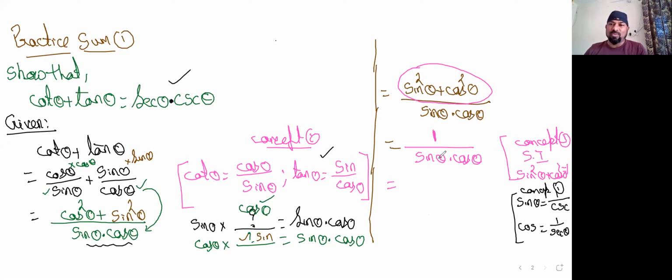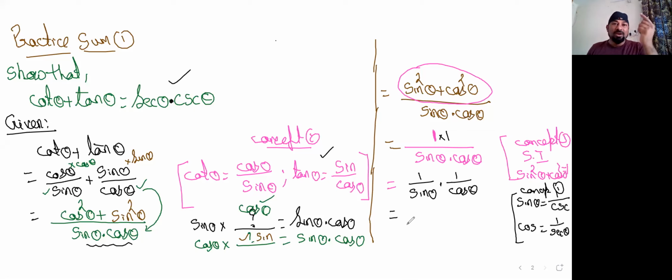Before that, I am writing this 1 as 1 into 1. 1 into 1 means again 1. Now I'm splitting them. I'm writing it as 1 by sin theta into 1 by cos theta. That is what I have written, so I have split it.